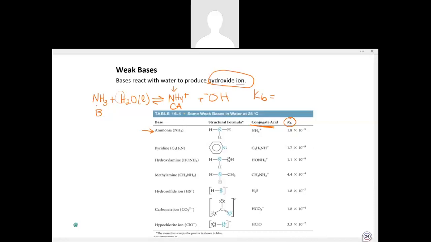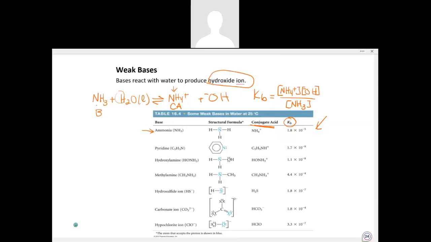And our Kb expression will set up the same way as our products, except instead of expecting hydronium up here, we should expect hydroxide. So this is an example of a Kb expression, and instead of the weak acid on the bottom as reactant, we'll have the concentration of our weak base. Again, here are some common weak bases that you may need these Kb values for, things like homework problems or other example problems in this worksheet.